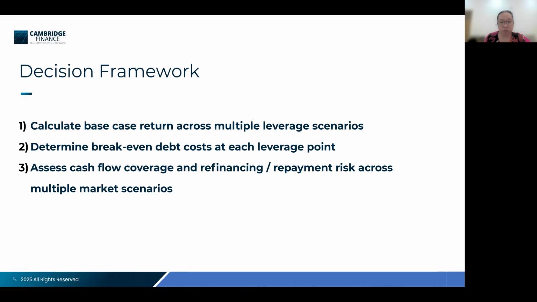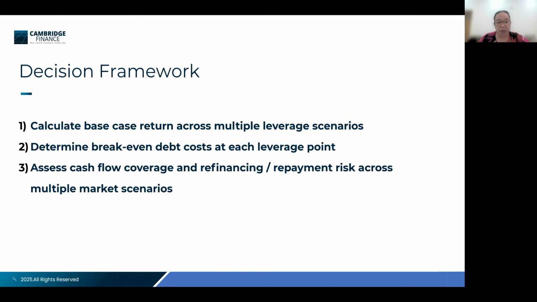Okay. In terms of the decision framework here, we need to calculate the base return across multiple leverage scenarios. Okay, so this is how, in terms of optimizing the capital stack, you determine the break-even debt cost at each leverage point. So it's the one where we say, okay, your debt service coverage ratio is 1. If it's lower than 1, then you're not breaking even. You don't have enough income to service your debt.